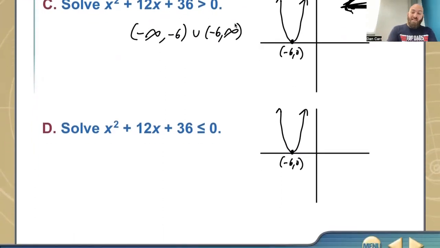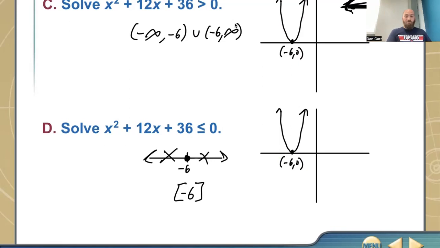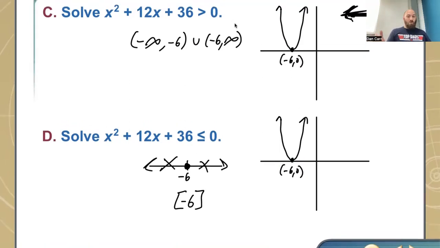For my last one, it is less than or equal to 0. Again, if I do a number line, I'm going to put a closed circle on -6 because at that moment it does equal 0. So we're good at that exact moment at -6. But if I go to the left, is it ever less than 0? No, it's going up. If I go to the right, same thing, it's going up. So there are no solutions less than -6 or greater than -6 in this case. My only answer here is -6. It's weird to call it an interval at one point, but that's what's happening here.